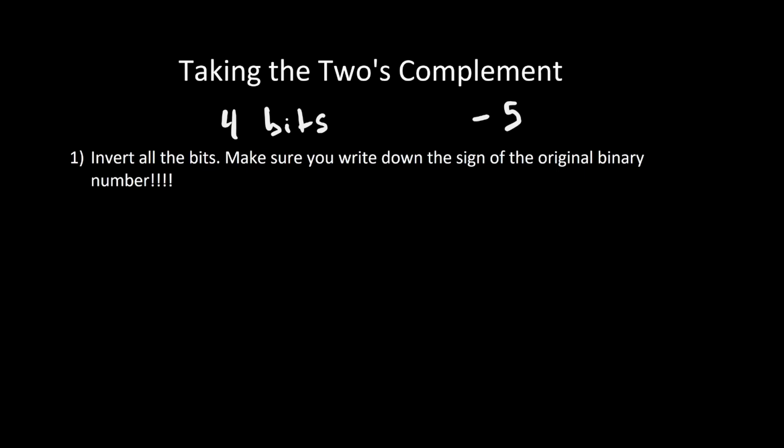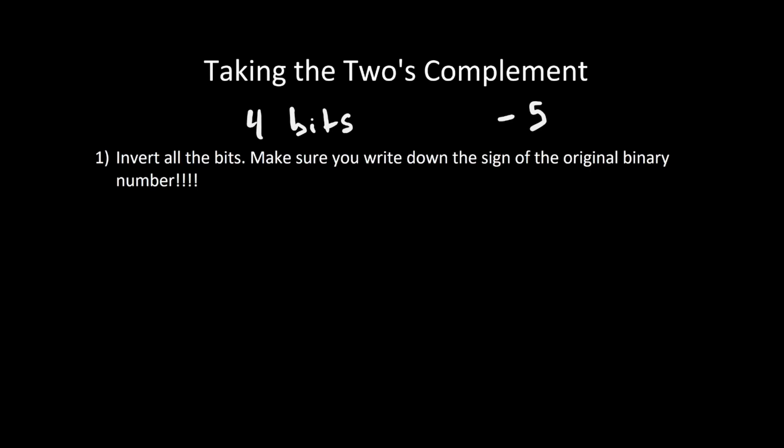All right, now let's go in the other order. Let's go from 2's complement signed binary and put it in decimal form. Step number 1, invert all the bits. But big important thing here, make sure you write down whatever the sign is from your binary number. Let's go ahead and change our -5 to 1011, signed 2's complement, which we know is going to be -5 in decimal, since it's what we just did.